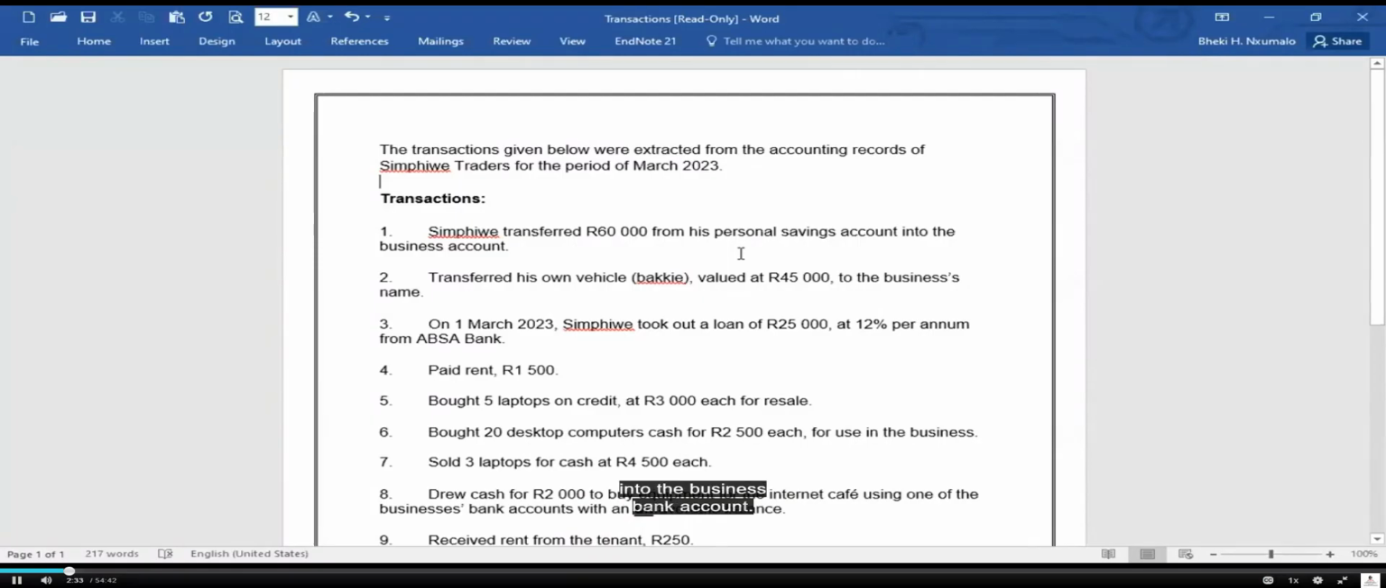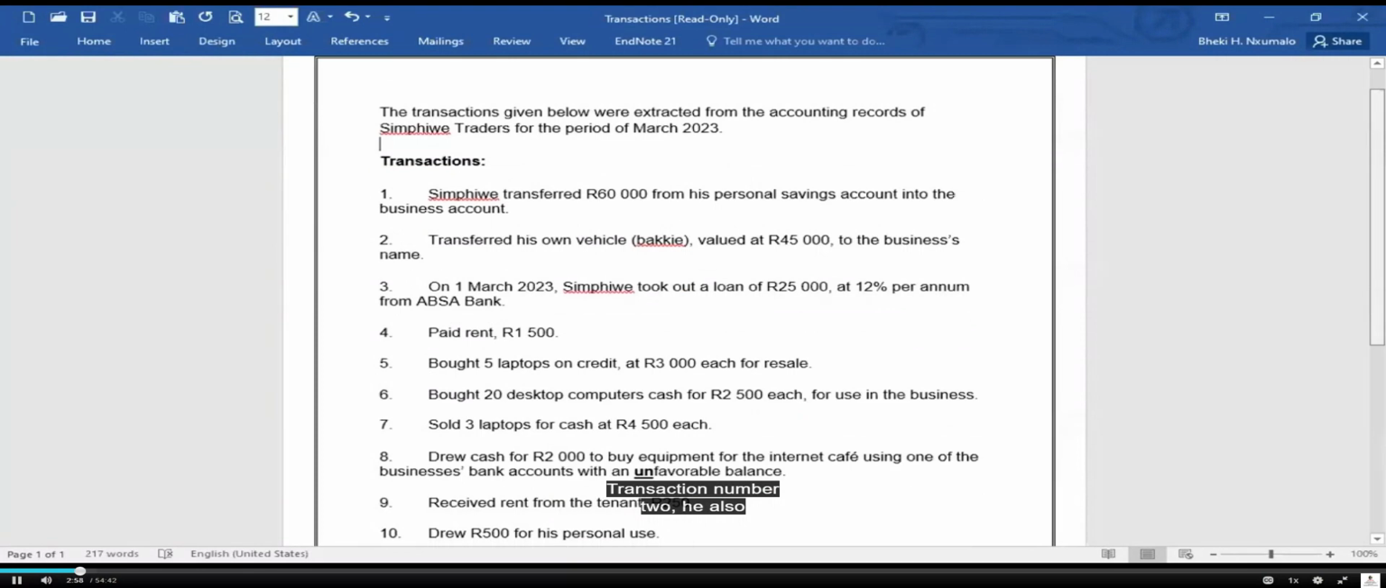So in other words, if you remember the law in accounting, when you register a company, you need to open a bank account of a company. So now Simpiwe, the owner, is starting a business, or he's got some investment or savings, and then he's transferring that 60,000 Rand into the bank account of the business. So that is transaction number 1.